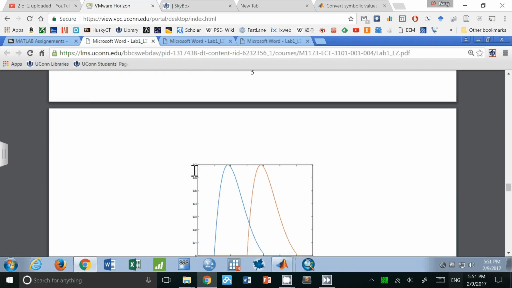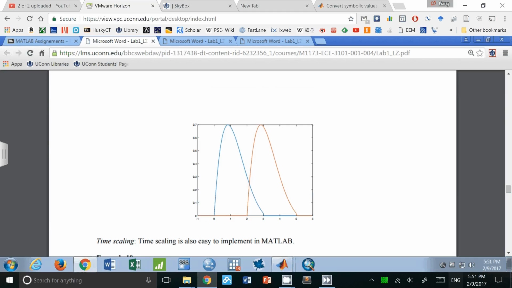And as a result, this is what you have. We're moving the signal, this blue curve, to the right by 2 time units, so from 0 to 2, this bar from 3 to 5.